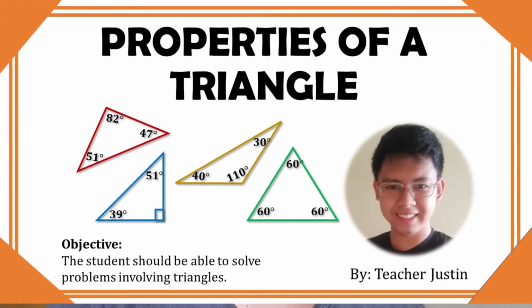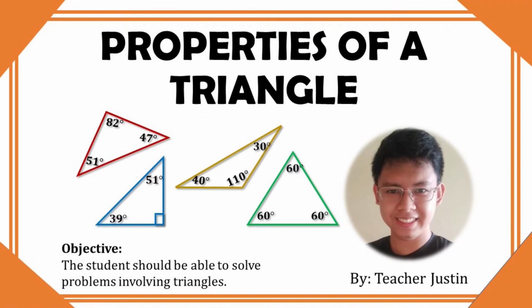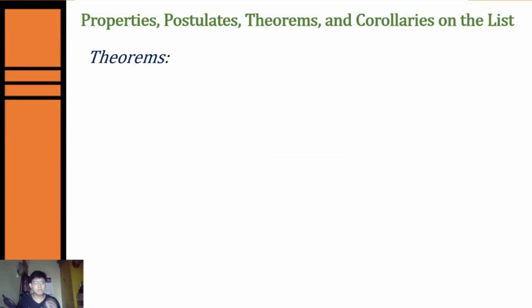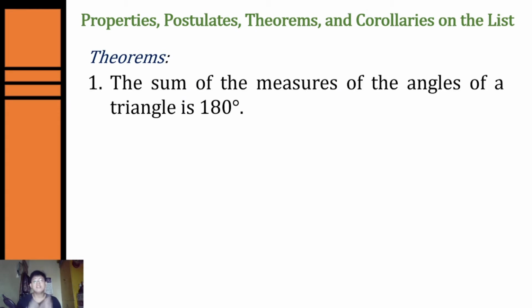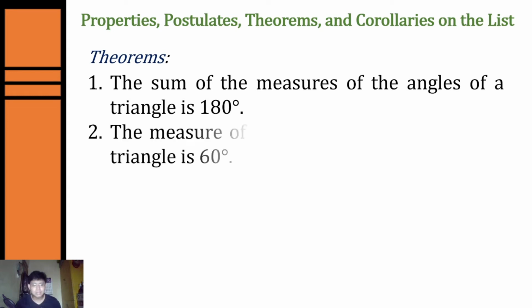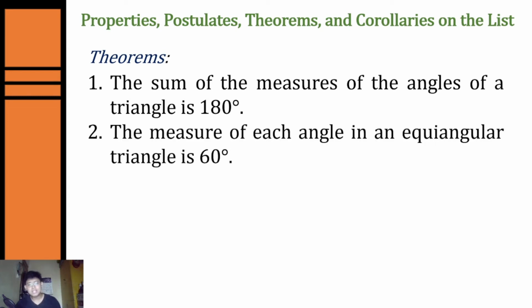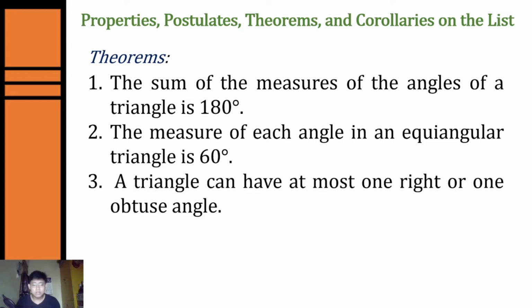On today's topic, we're going to talk about postulates and theorems that can help us solve problems involving parts of a triangle. We know that a triangle is a three-sided polygon, and here are some theorems about triangles. First, the sum of the measures of the angles of a triangle is 180 degrees. Second, the measure of each angle in an equiangular triangle is 60 degrees. Third, a triangle can have at most one right or one obtuse angle.